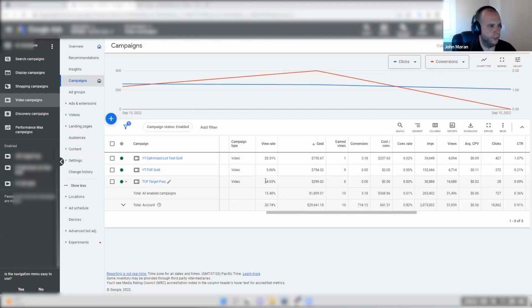Now, the view rate is artificially high, in my opinion. This is a 13-second video, and view rate counts at 10 seconds. So these are longer videos here, but this one is a short video. It's a vertical, and I was using this to see if I can gain access to the short. So we'll discuss that here in a moment.